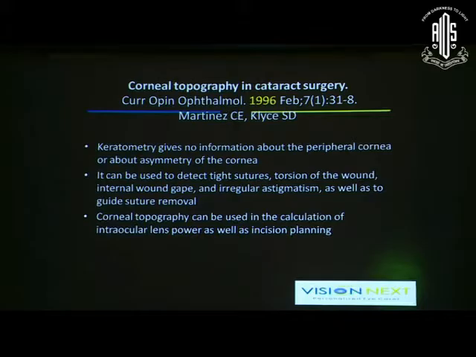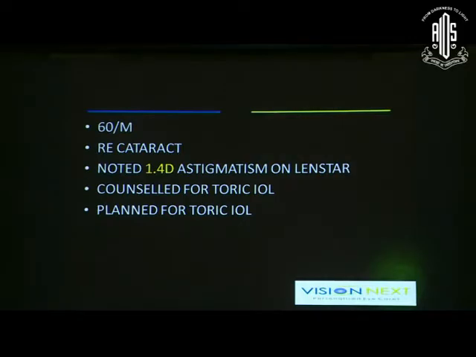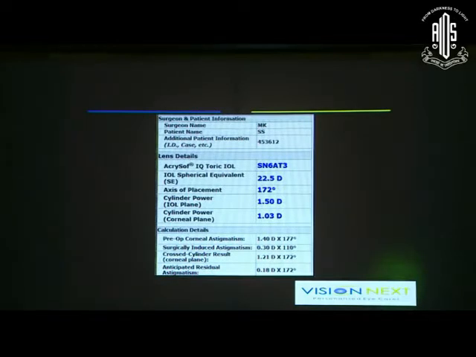It's been more than 2 decades that we know the application of corneal topography in deciding about the incision making as well as toric IOL. I'll just have a small case example here. A 60-year-old male having a right eye cataract. We noted 1.4 diopters of astigmatism on a LenStar, and the patient was counseled and planned for a toric IOL. This was the lens we had planned.